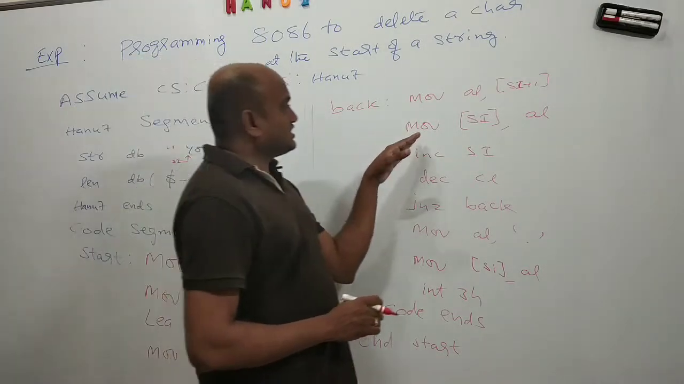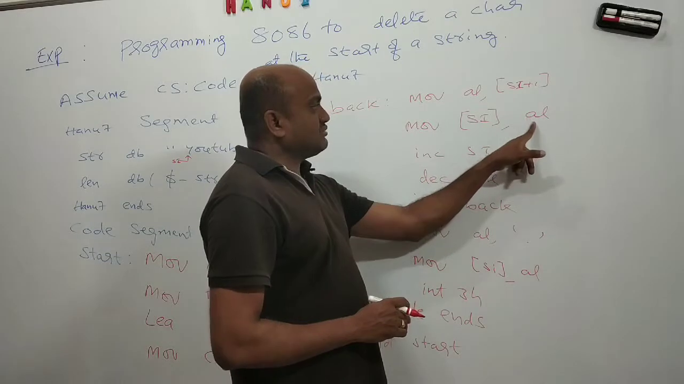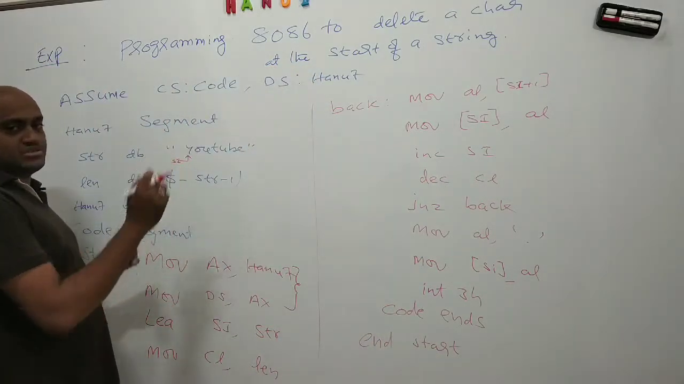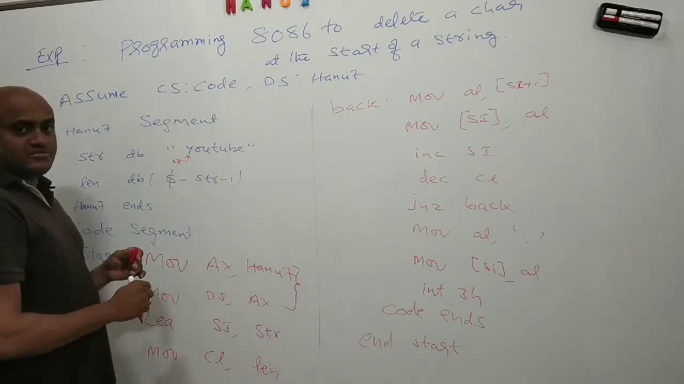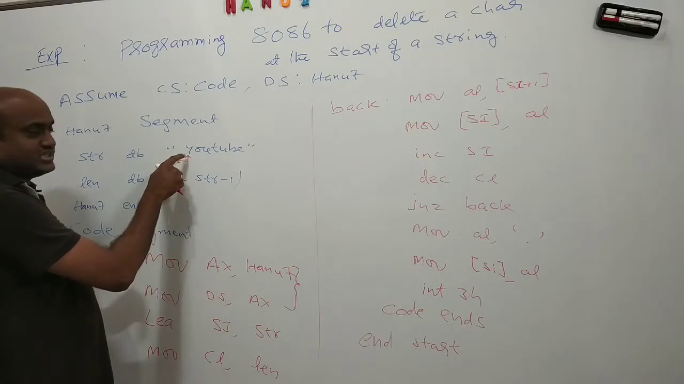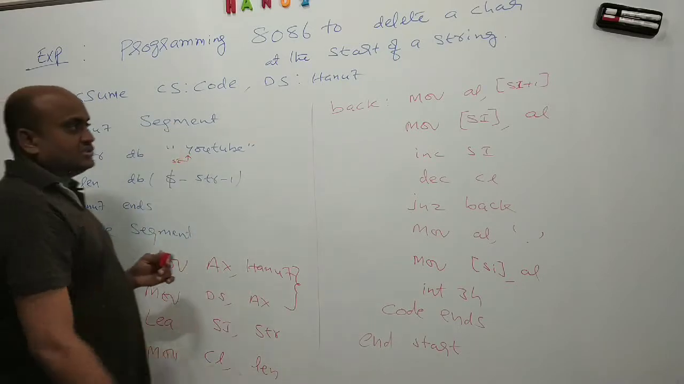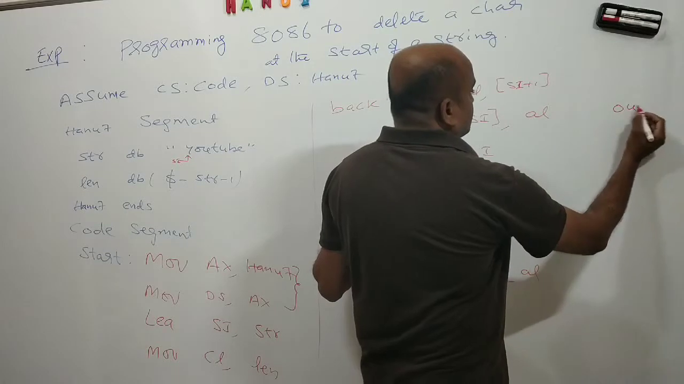Then immediately in the next step, I am doing what? Move content of SI comma AL. Whatever the character that is there in AL, in our case it is O, will be copied into the content of SI. That means wherever SI is pointing right now, it is pointing in the first memory location. Second character will be copied into the first memory location. So our output will become O U T U B E.